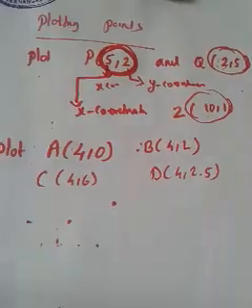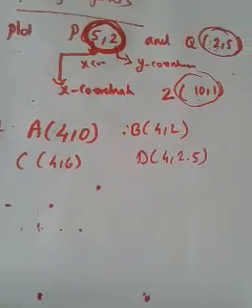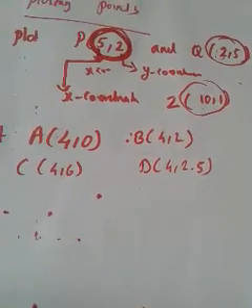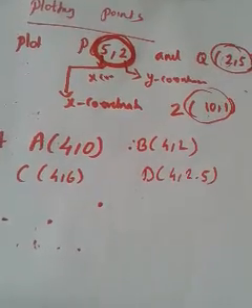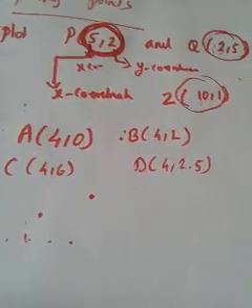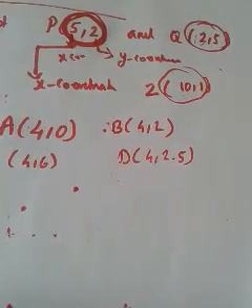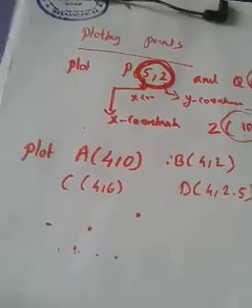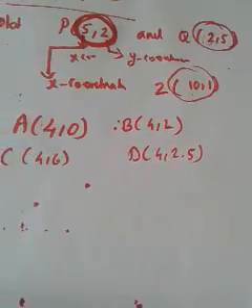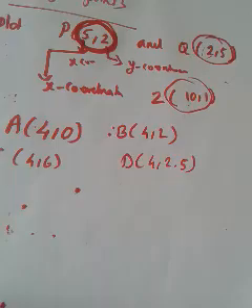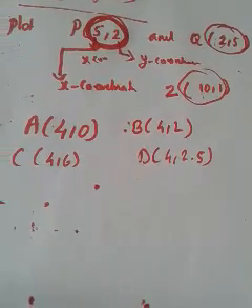So you can write the next question. Plot A (4, 0), B (4, 2), C (4, 6) and D (4, 2.5). These are the points we are going to plot.